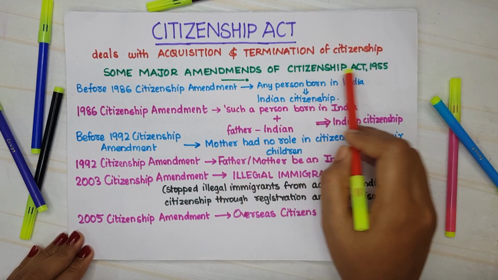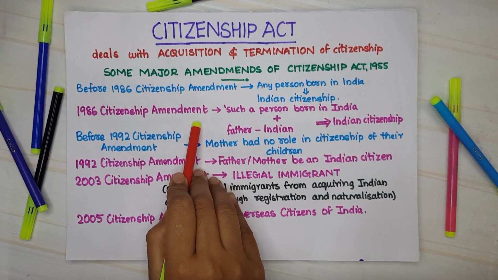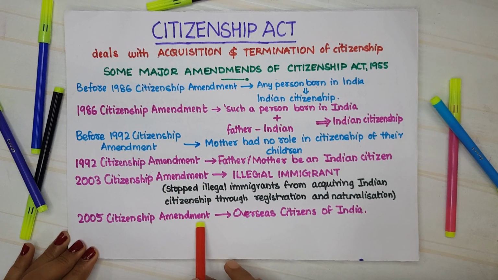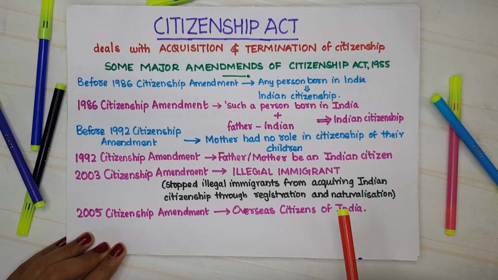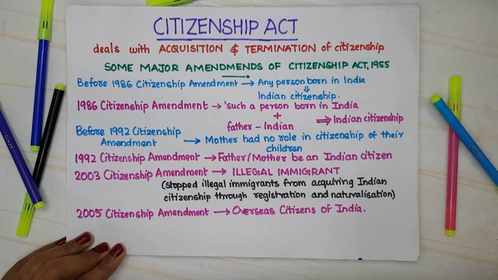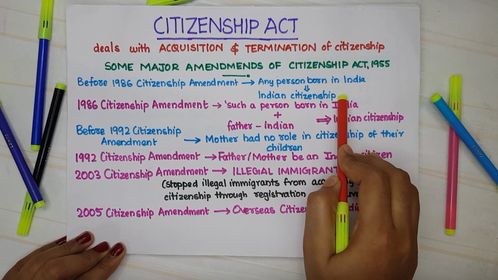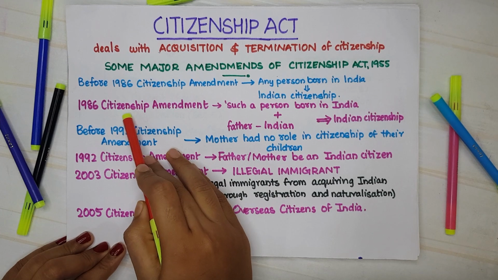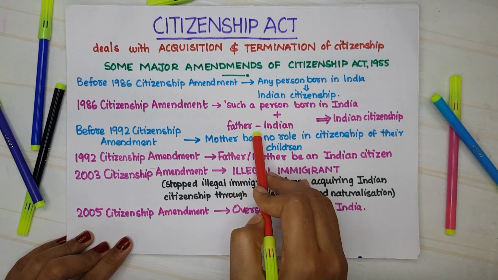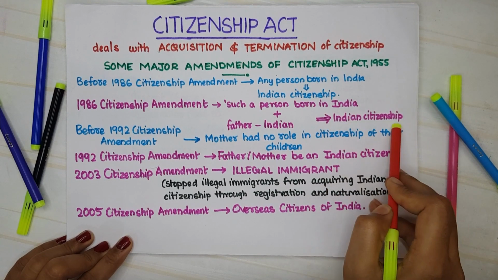Some major amendments of the Citizenship Act of 1955 are the 1986 Citizenship Amendment, 1992 Citizenship Amendment, 2003 Citizenship Amendment, and 2005 Citizenship Amendment. The Act before the 1986 Citizenship Amendment says that if any person is born in India, then the person is liable to gain Indian citizenship. But the amendment of 1986 describes that a person born in India, plus his or her father, is required to be an Indian citizen to get Indian citizenship.